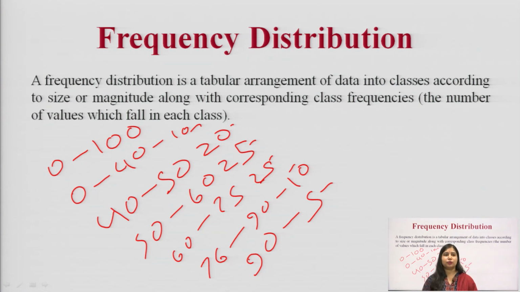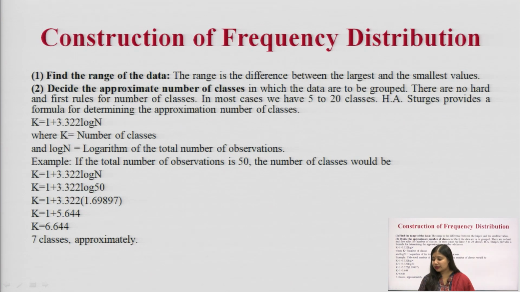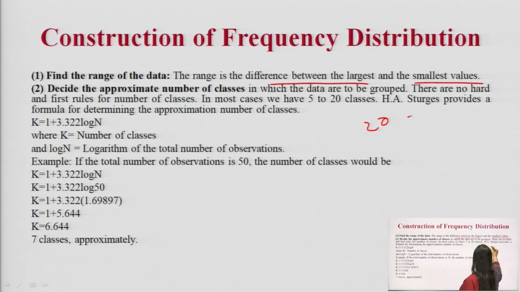So, in the frequency distribution, we make a tabular arrangement of the data into different classes according to their size and magnitude, with the corresponding class frequency, or the number of values falling in each class. Then, how do we construct the frequency distribution? First of all, we have to find the range of the data. The range means the largest and smallest values, like the marks of students. It may be possible that the lowest marks obtained by a student will be 20 and the maximum marks will be 100. So, you have to know the range of your data.